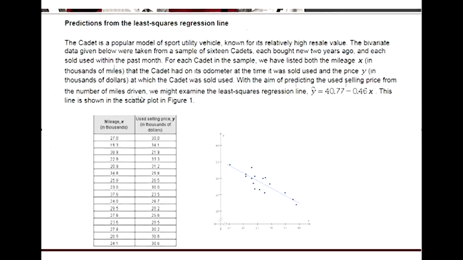With the aim of predicting the used selling price from the number of miles driven, we might examine the least squares regression line. This line is shown in the scatter plot. So here's all the points, 27, 30. So one value is over here at 27. X is 27.